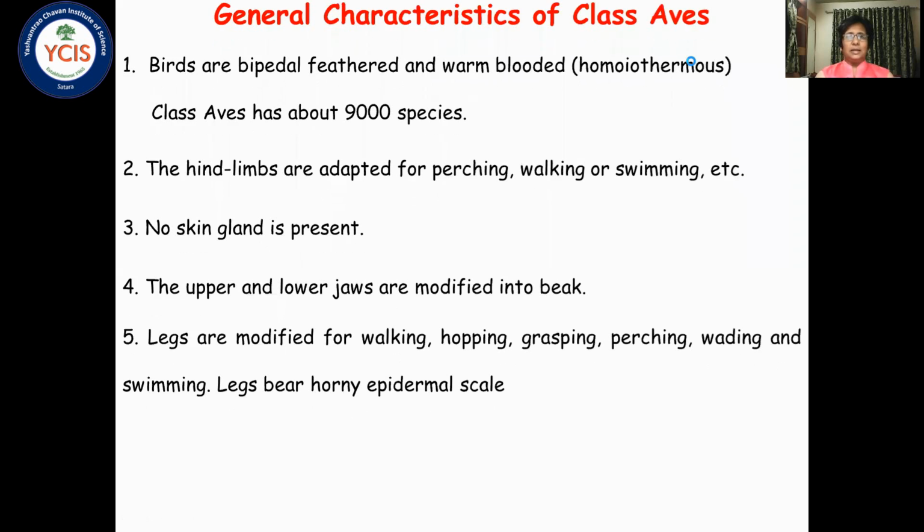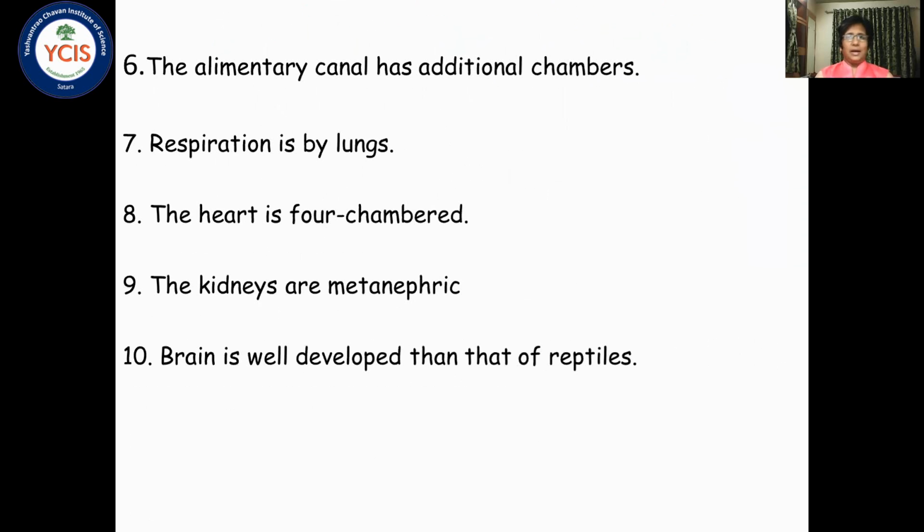Next characteristic, the alimentary canal has additional chambers, and these are crop and gizzard. The crop stores and softens the food material. However, the gizzard helps in crushing and churning the food material. The cloacal aperture is also present, and the gallbladder is absent in some seed-eating birds. These seed-eating birds are called graminivorous birds. For example, pigeon.